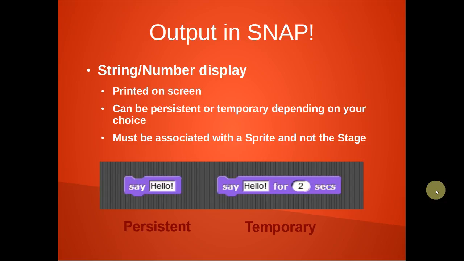And also output. Of course, you might want to actually see what you're doing, and these are just two simple ways, both persistent and temporary, to display whatever you like on the screen. So these little hello placeholders here, you can put anything you want there. And also, this is a peculiarity in Snap. You have to associate this with a sprite, not the stage. So the layout can't talk to you. It has to be a character on the screen.